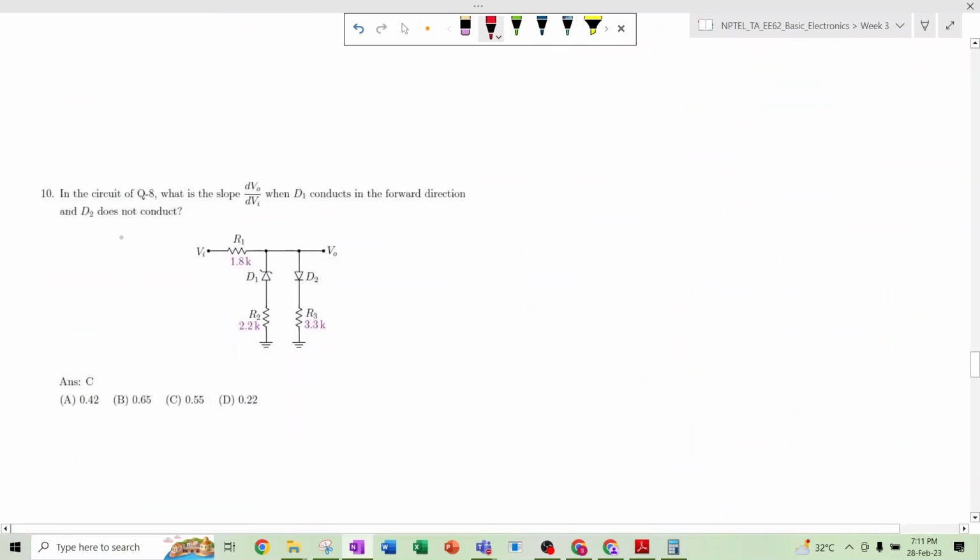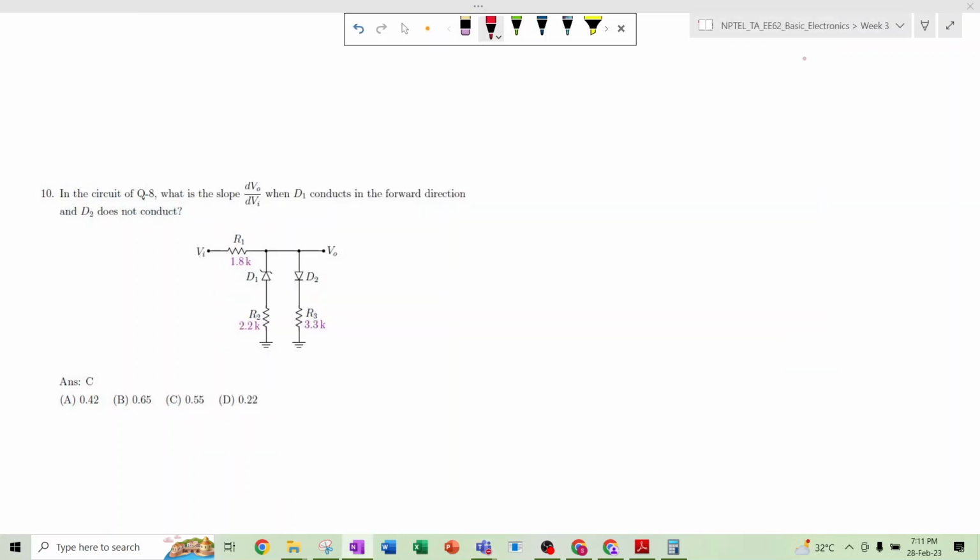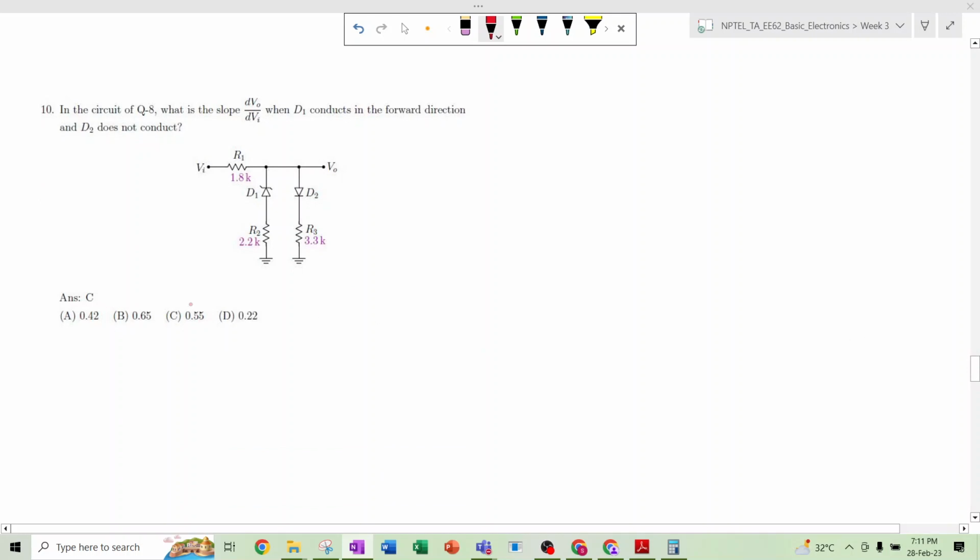Okay, if you have any doubt, then you can ask. Yeah, so I am moving forward to the next question. Now it is asked, when D1 conducts in the forward direction and D2 doesn't conduct, it will be like the same 1.8k. So D1 conducts in the forward direction, that means D1 is acting as a normal diode. Normal diode means here it is the p terminal, here it is the n terminal.